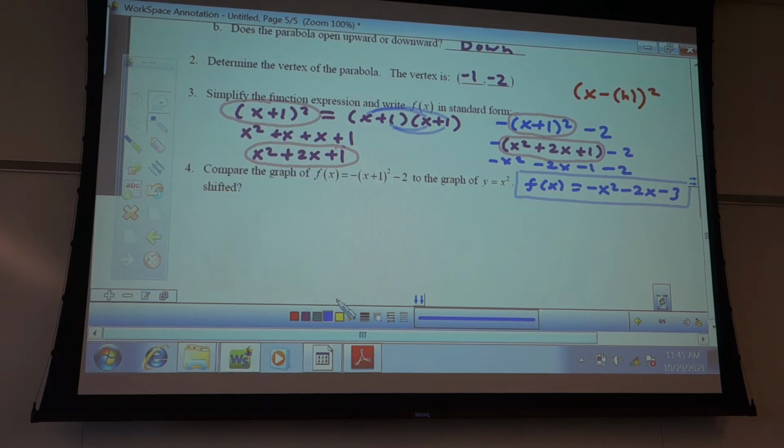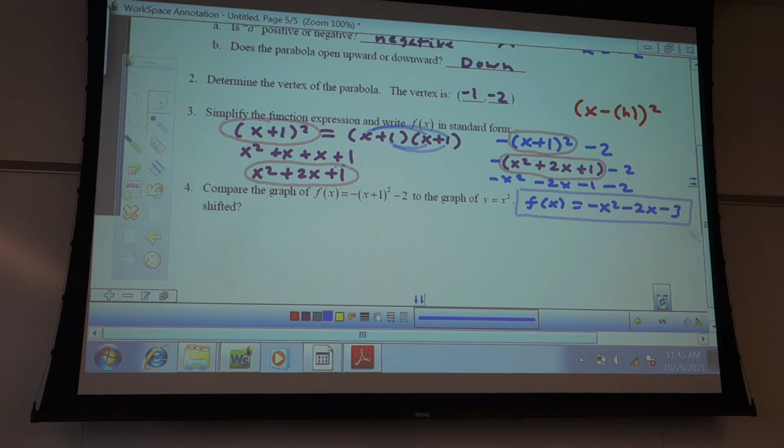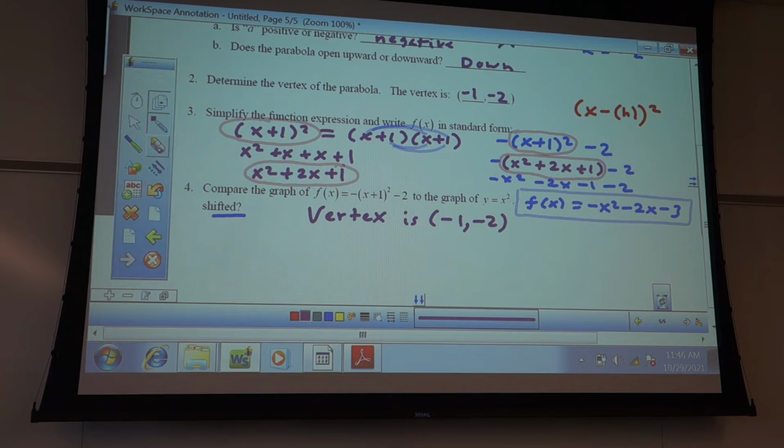And then the next question is compare this graph to the basic graph. How has it been shifted? What's my H and my K? So here, my vertex is what? What's the vertex, everybody? -1, -2. So how has it been shifted? -1 means what? You're going right 1, down 2.